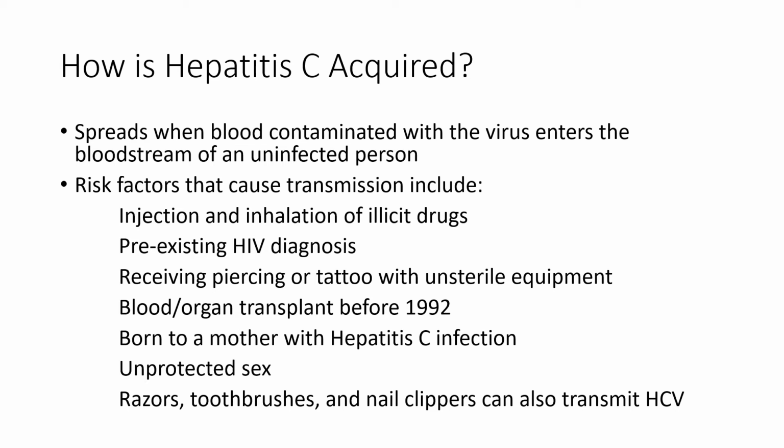A child who's born to a mother with hepatitis C infection is at risk. Unprotected sex is a risk, and believe it or not, razors, toothbrushes, and nail clippers can also transmit hepatitis C. So be very careful, normal everyday items right there, the razors, toothbrushes, and nail clippers. Just be very aware that those can transmit HCV, and not to share those items with anyone.